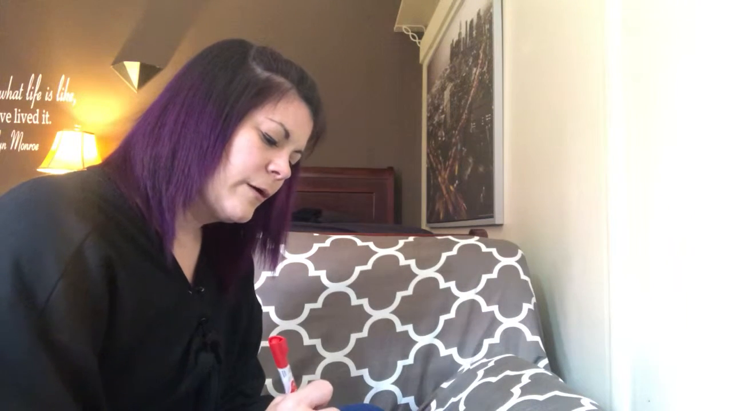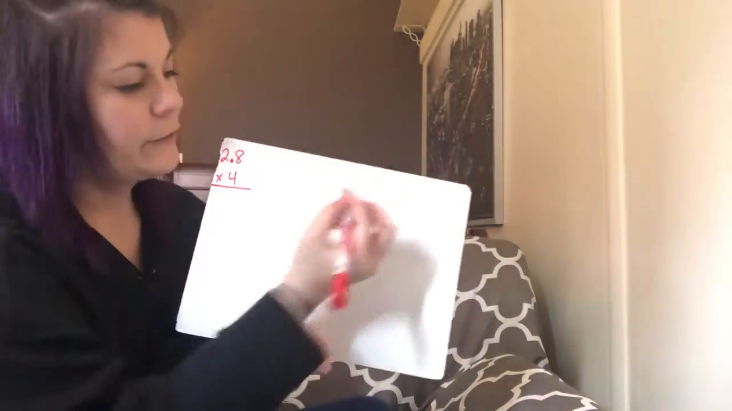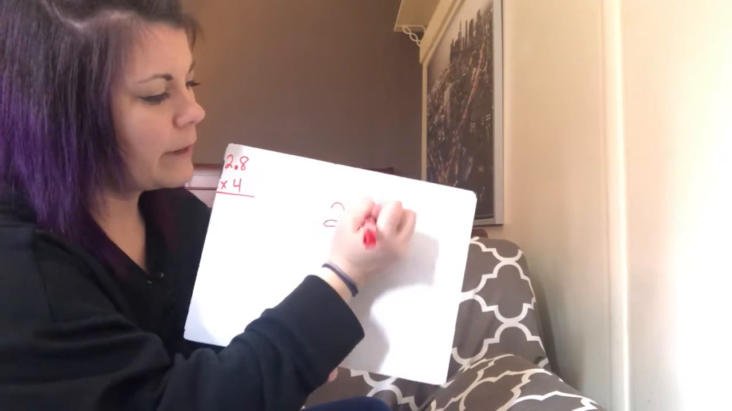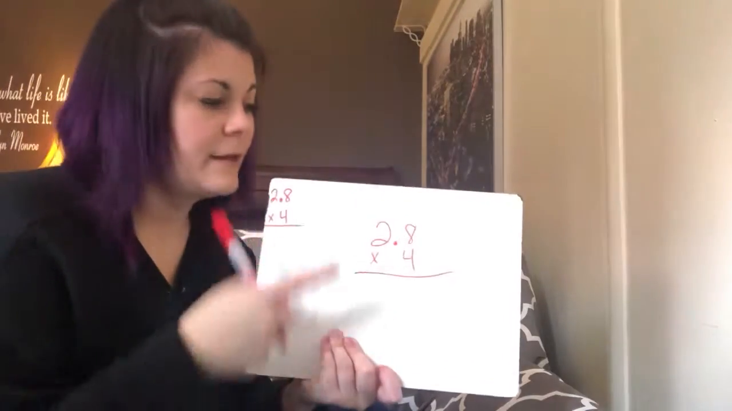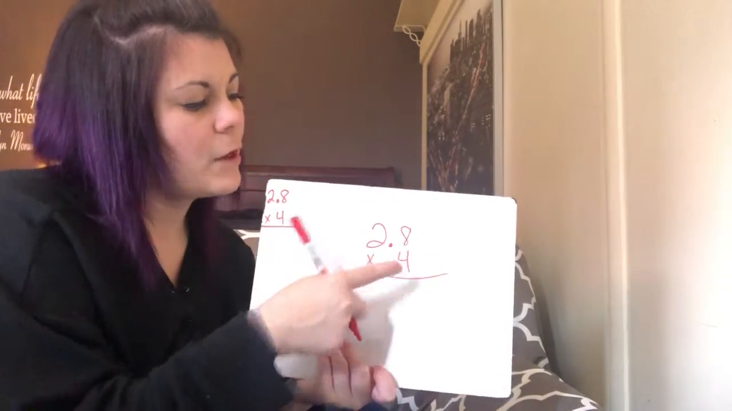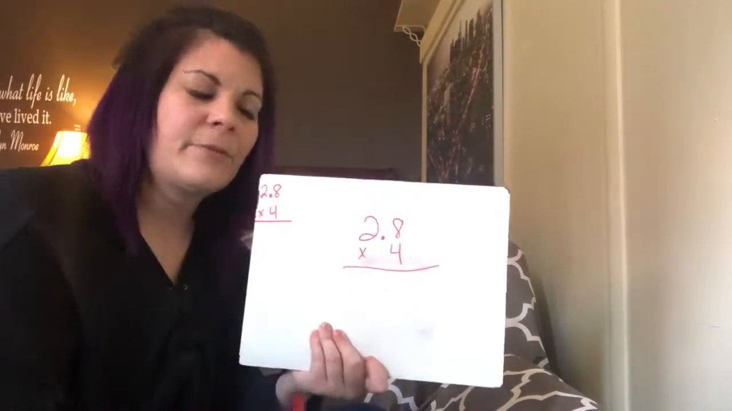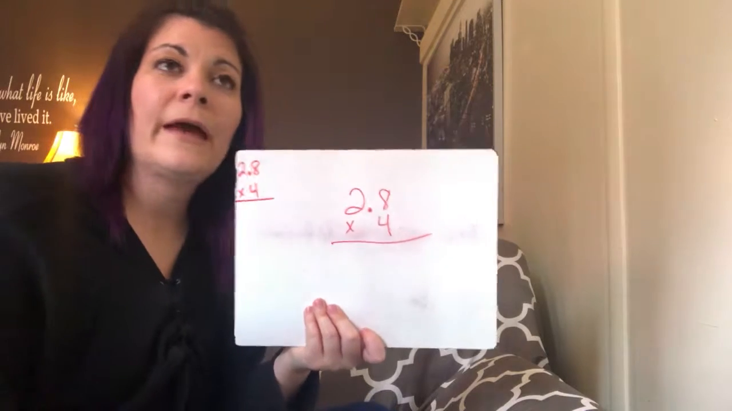Let's do 2.8 times 4. If we write it, 2.8 times 4, the most digits will go up top, and the smaller digits go on the bottom, and just line up your digits. And we're going to pretend like this is 28 times 4, okay?